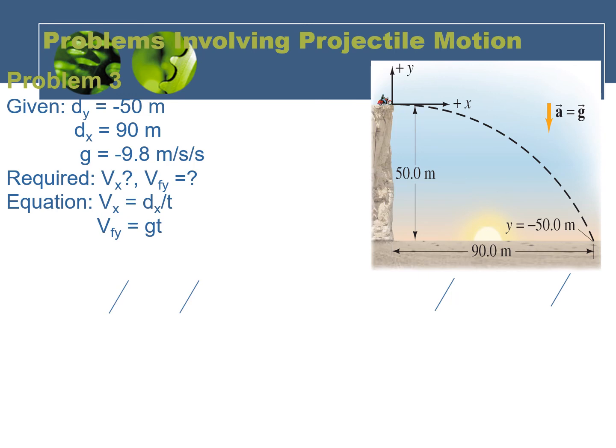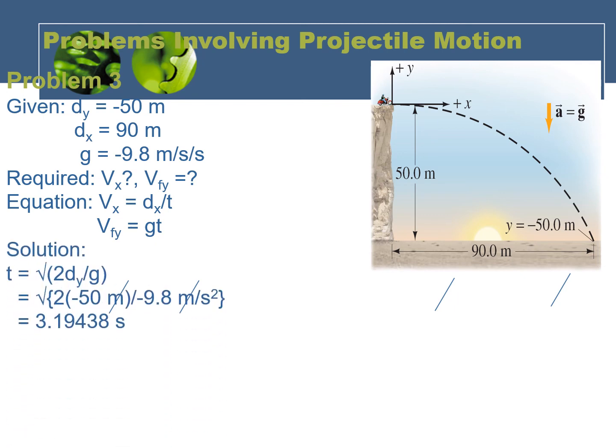For the equations, Vx is equal to dx over t, and Vfy is equal to gt. Since the two equations require time, we need to solve first for the time. So the equation for time is square root of 2 dy over g. Substituting our given quantities, square root of 2 times negative 50 meters divided by negative 9.8 meters per second squared. And the answer is 3.19438 seconds. Now, you can substitute this time to the equations for Vx and Vfy.